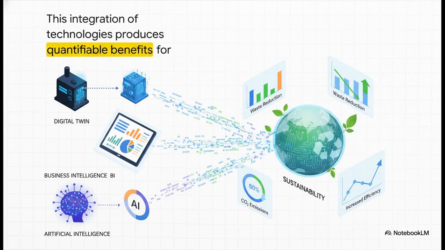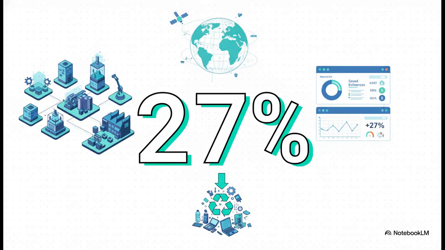And we're not just talking about some vague, feel-good concept here. When you actually combine the super detailed data from digital twins with the analytical power of BI, you get real, measurable results for sustainability. Take waste, for example. By putting these technologies together, studies show we could see a 27% reduction. Just stop and think about that. We could cut over a quarter of all industrial waste just by having the intelligence to know exactly where our resources are going and how to use them better.